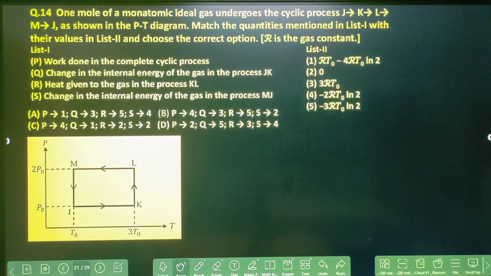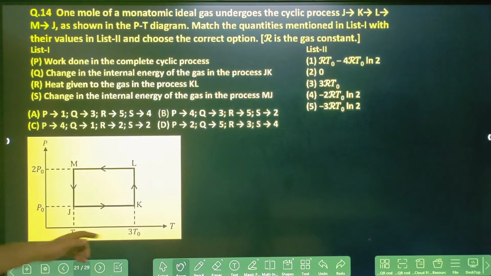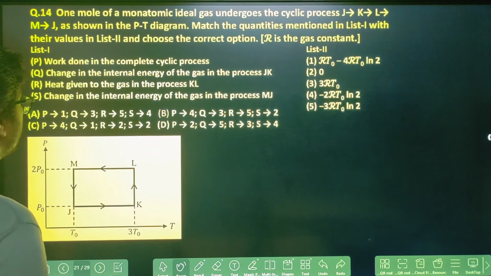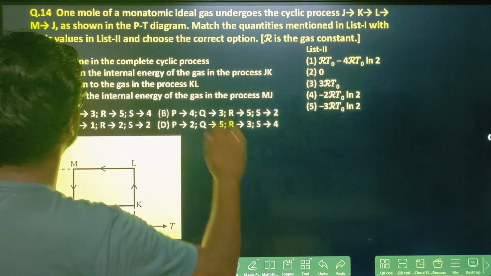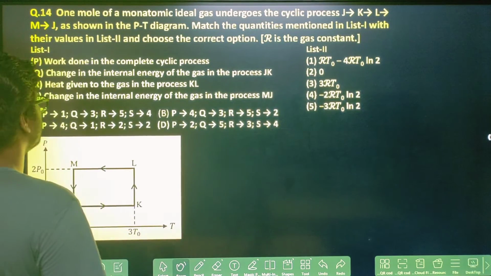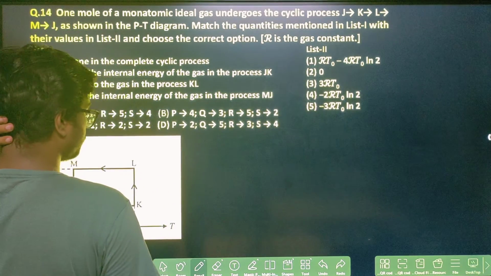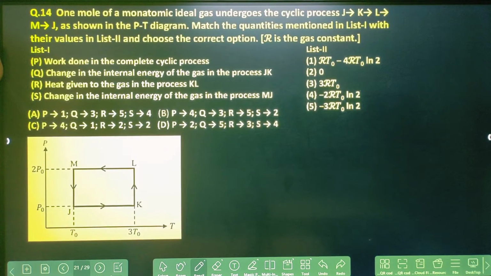Okay, 1 mole of a monoatomic ideal gas undergoes a cyclic process JKLMJ. Okay, here it is going cyclic process. So this is a cyclic process and PT is given, P on the y axis and T along the x axis. So now we have to match list 1 and list 2. See here, in list 1 0 is present, right? So if 0 is present, we can check whatever 0 can be possible here. Work done in complete cyclic process, 0 cannot be possible.